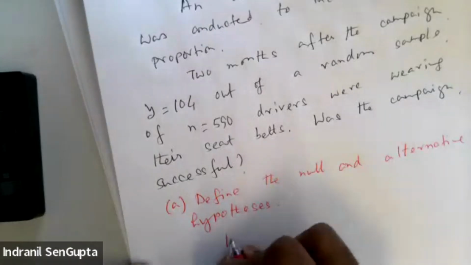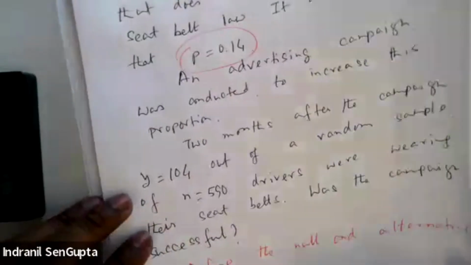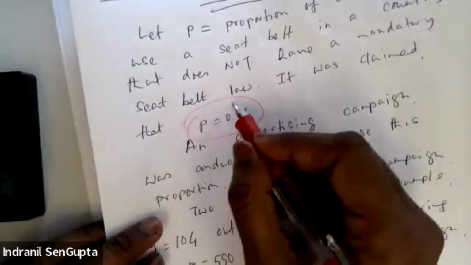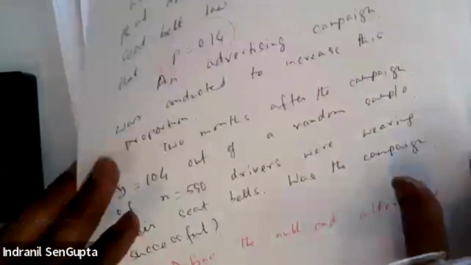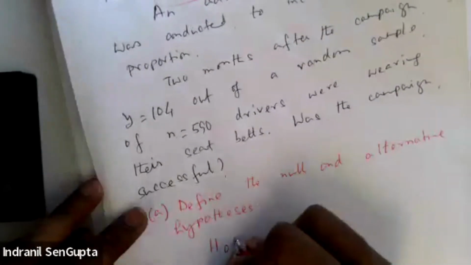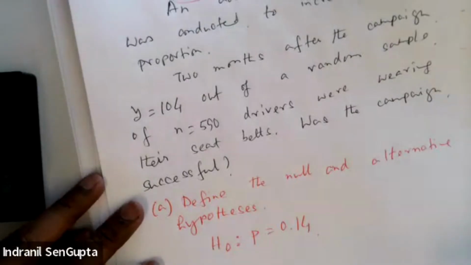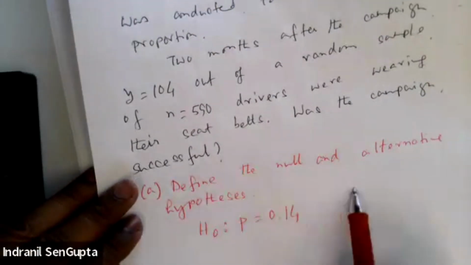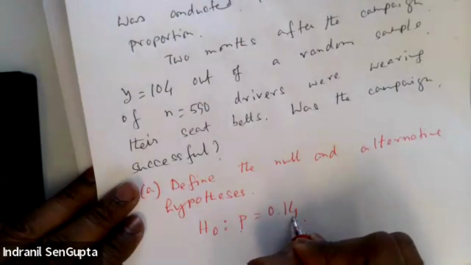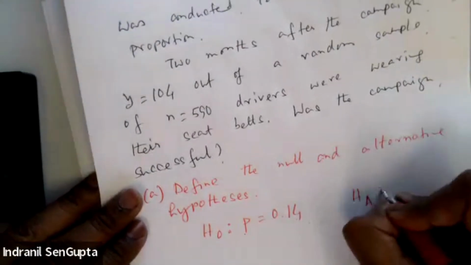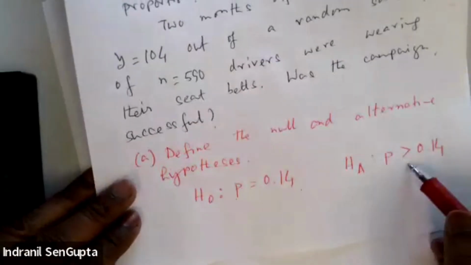Okay, this is simple. So H0, the null hypothesis, is that previously the proportion of drivers wearing seatbelts was 0.14. So suppose that nothing changes, so P is 0.14. After that advertising campaign, suppose P remains 0.14, and HA would be P is more than 0.14. That is, more people are wearing seatbelts, so it's more successful.